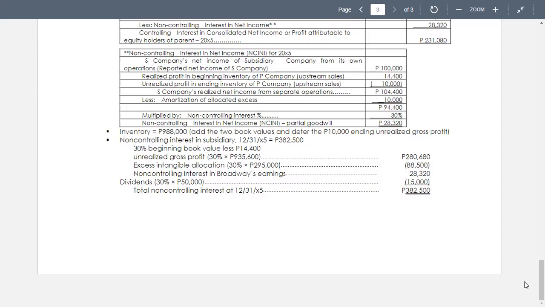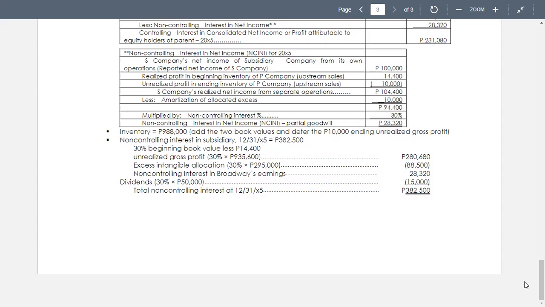So deduct 8,700 and 13,000. The total is 21,700. So the difference is 240,300. That is the controlling interest in consolidated net income or profit attributable to equity holders of parent.